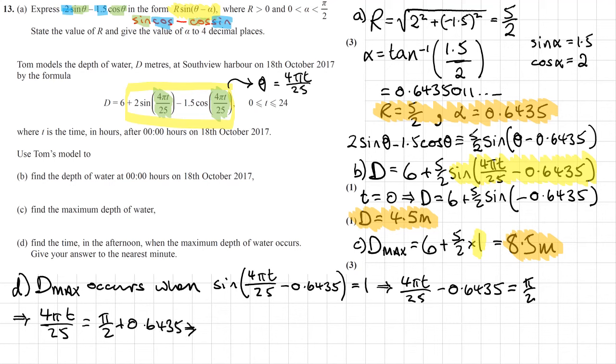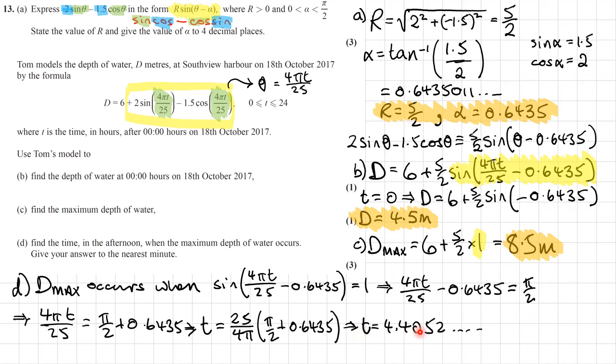So let's see, times both sides by 25 and divide by 4 pi. So t is going to equal 25 over 4 pi times pi over 2 plus 0.6435. So I've effectively just divided both sides by 4 pi and times both sides by 25. Let's see what we get for t as a decimal. Now this gives me 4.4052. Now there's a problem with this answer because it says the time in the afternoon.